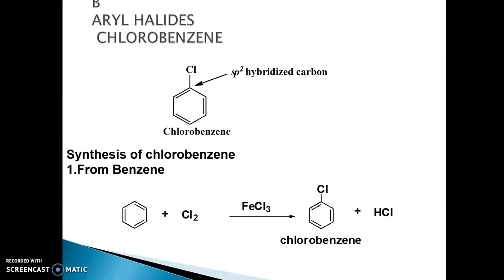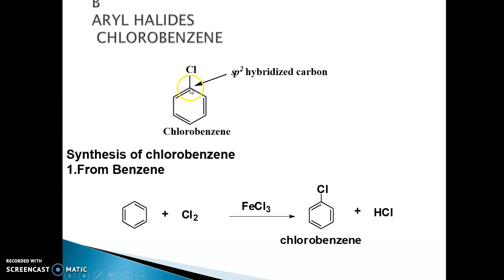Now, aryl halides are those compounds which are obtained by replacing a hydrogen atom of the aromatic benzene ring by a halogen atom. Chlorobenzene is a compound obtained by replacing one of the hydrogen atoms of benzene by a Cl atom. The molecular formula of chlorobenzene is C6H5Cl, in which one hydrogen atom of benzene is replaced by Cl, and the Cl is attached to this carbon atom, which is double bonded.